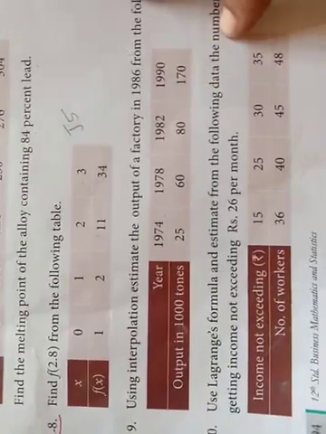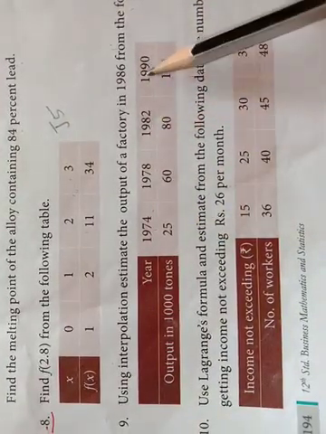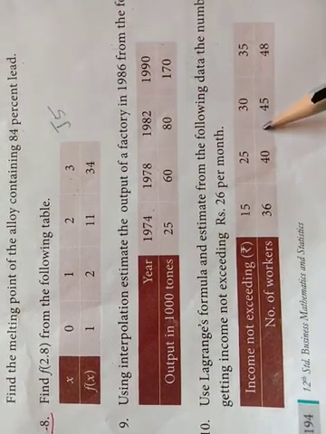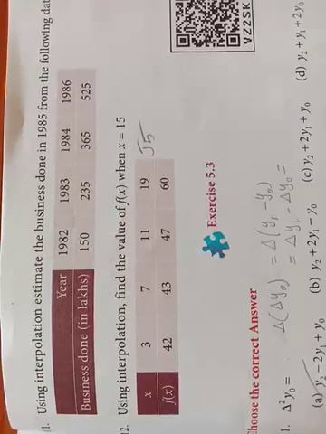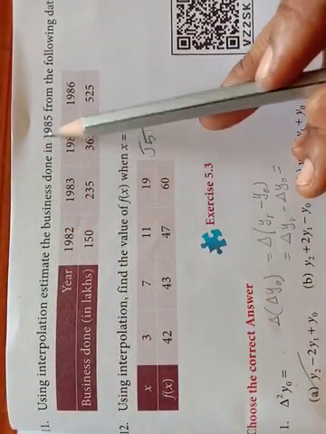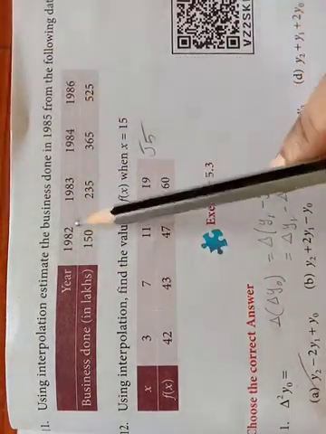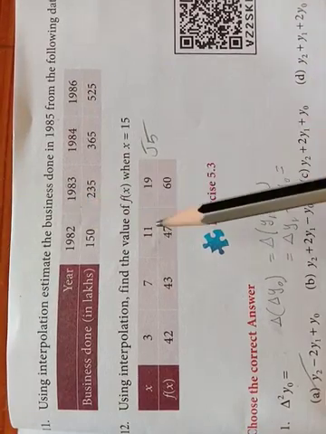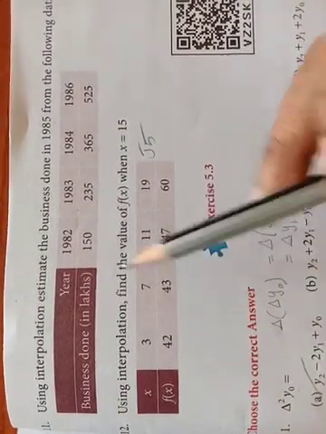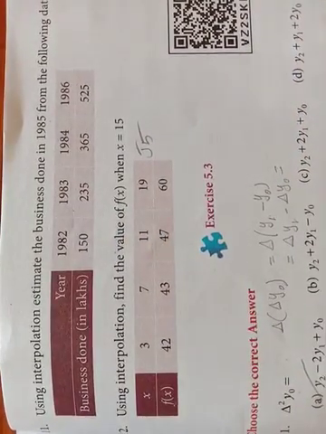Here the 9 and then 10: the interval is not equal, the 82 and the 90 came, so you have to use Lagrange's formula. The 10 also uses Lagrange's formula. The 11 and 12, business done in 1985, they are asking, but the interval is not equal, so these are also Lagrange's formula. So 4 sums are for Lagrange's formula, 3 sums are for the forward formula, and 2 sums are for the backward formula.